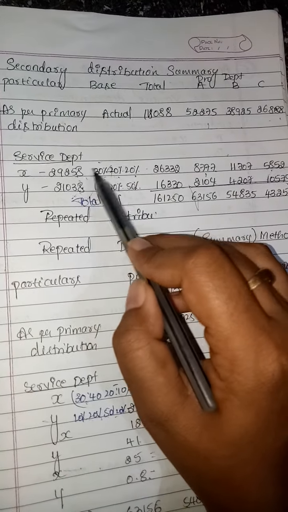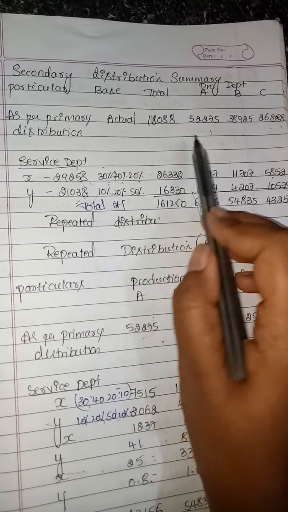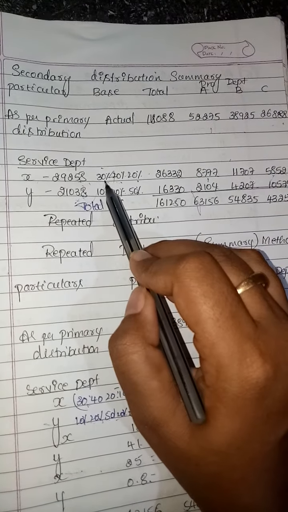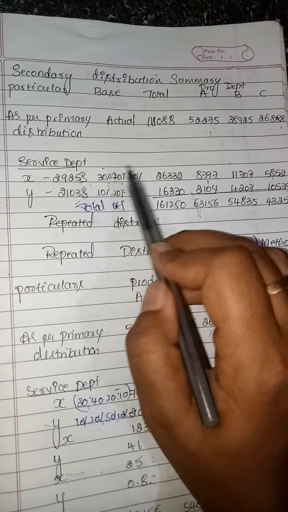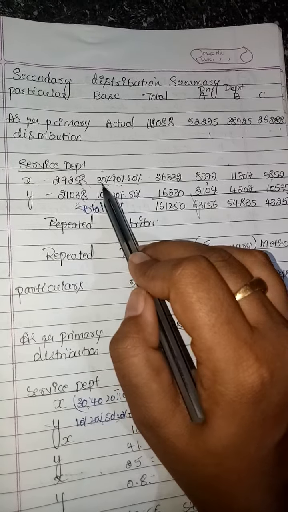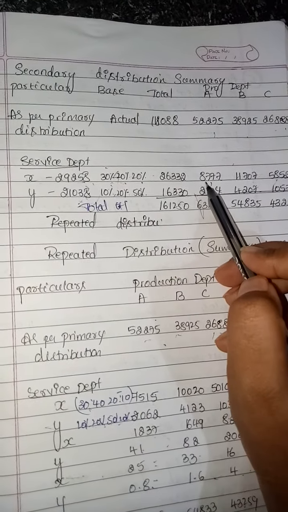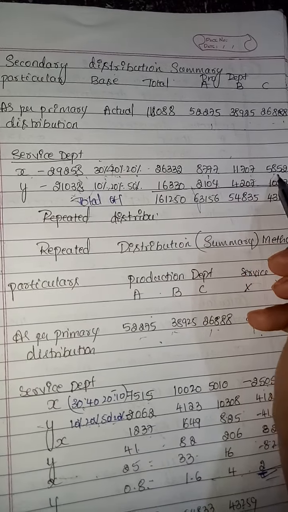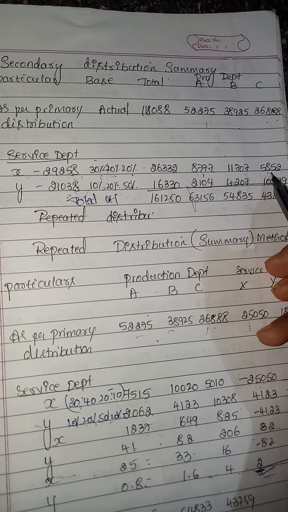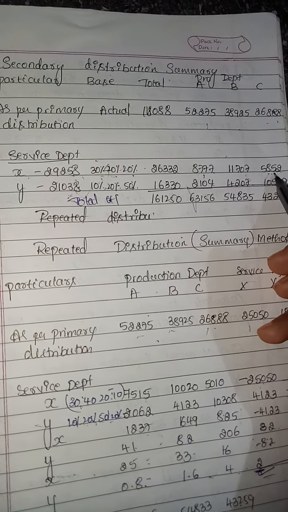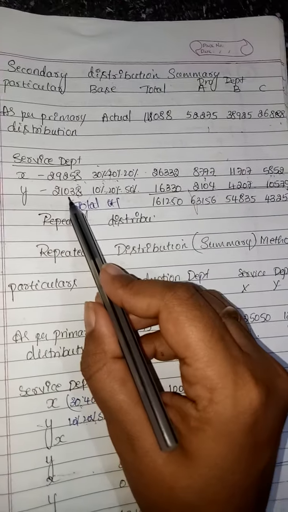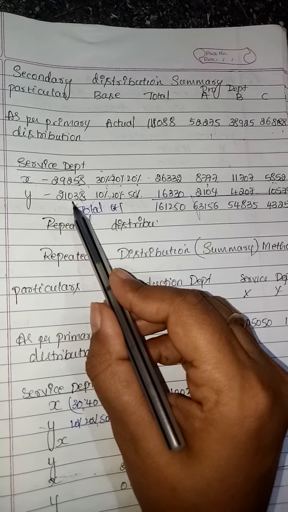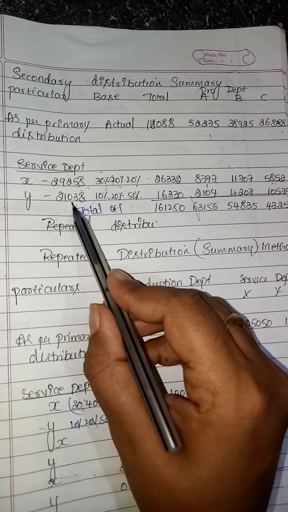See, they are mentioned as per the service rendered only. We need to apportion the values to the production department. They have given the ratio 30:40:20. So 29,258 into 30%, you will get 8,777. 20% 11,707. 20% 5,852. Then you are getting the values in the simultaneous equation for department Y, I mean service department, 21,038.